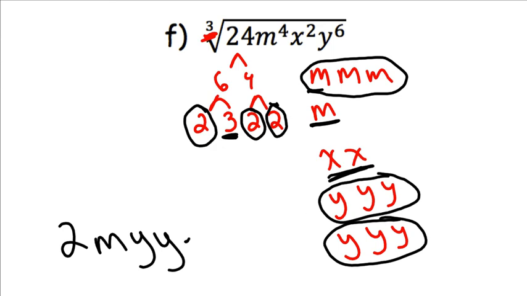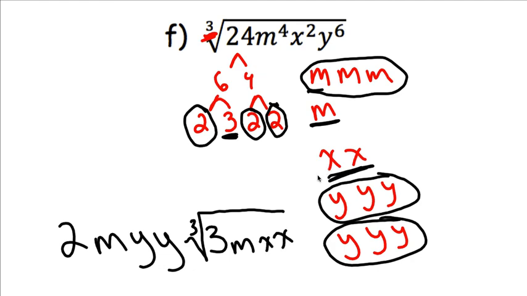Alright, so let's see, what do we have left underneath our radical? Let's put the third in there so we don't forget about it. Let's start with our numbers. I have a 3 left. Our variables, I have an m. And then I have 2 x's.